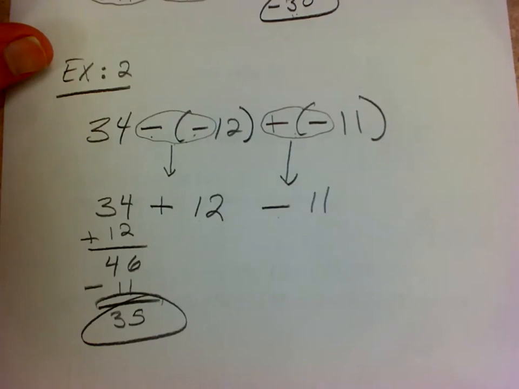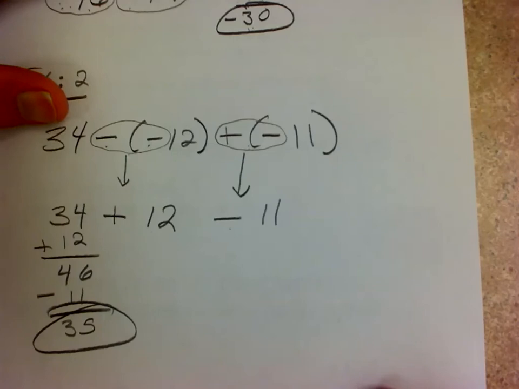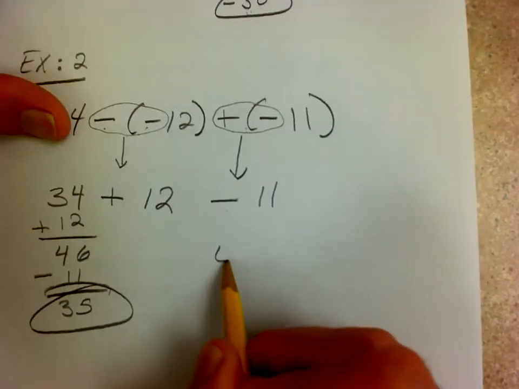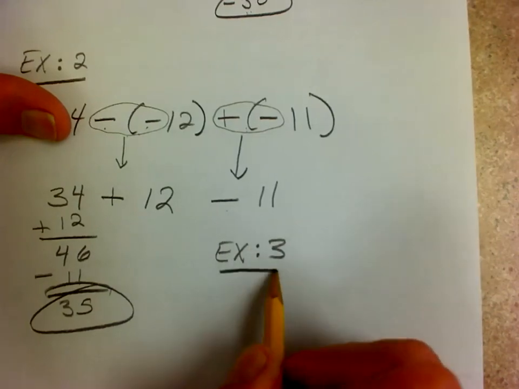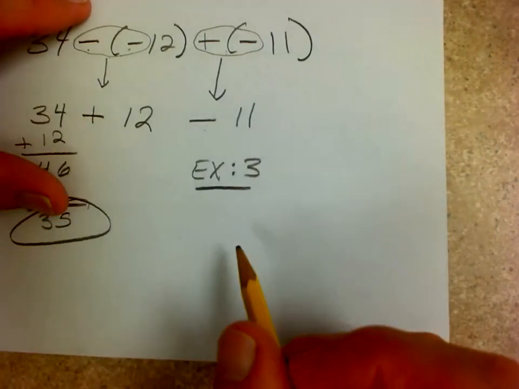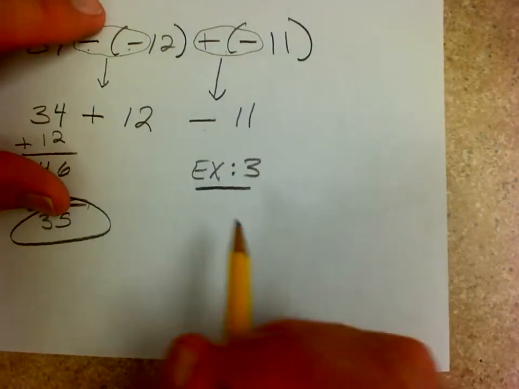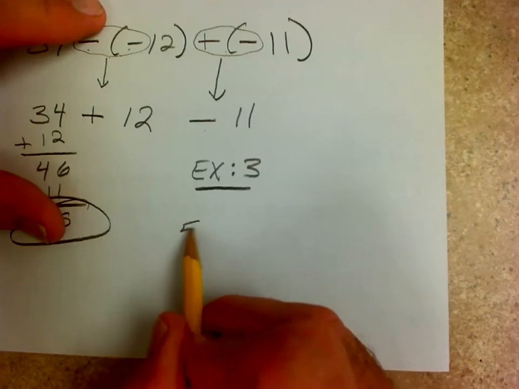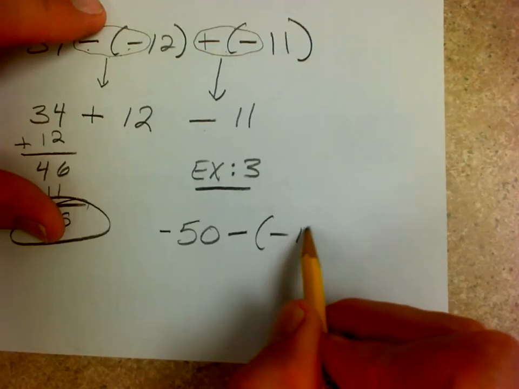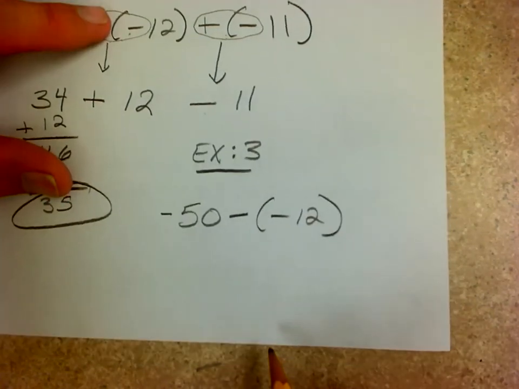Okay, and that's it for the Math 7 classes tonight. It's pretty much exactly the same homework as we took care of yesterday. Okay, actually I think what we might want to do here is let's look at one more, just to make sure we got all of our bases covered here. Let's go with negative 50 minus a negative 12.